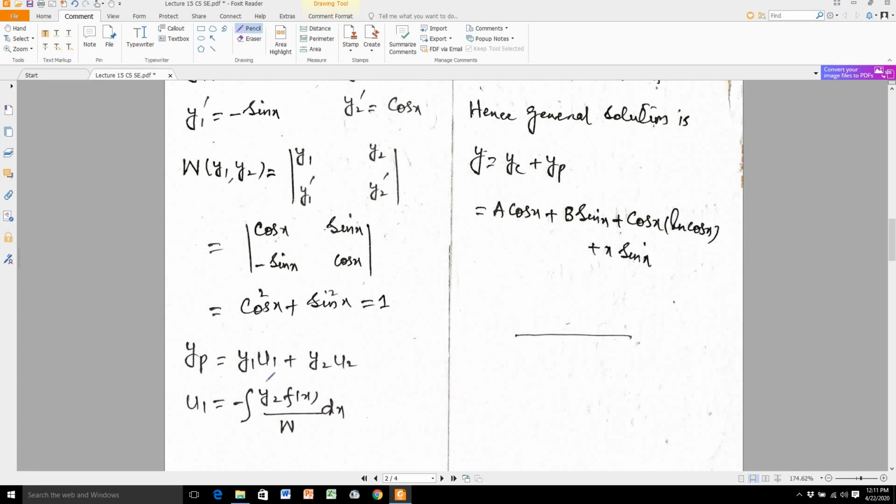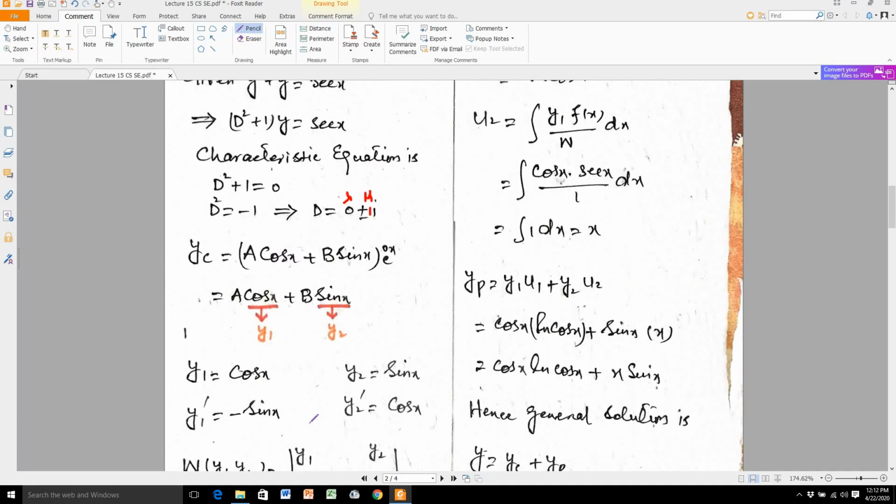Now we move towards how we can find the particular solution. You know that very well. Particular solution is equal to, in the variation of parameters, y1 u1 plus y2 u2 here, where u1 is equal to minus integral of y2 f of x divided by W dx. One thing you must remember here, when you calculate u1, then you use here y2. When you calculate u2, then you use here y1. In u1 you use here the negative sign, but in u2 it is not.